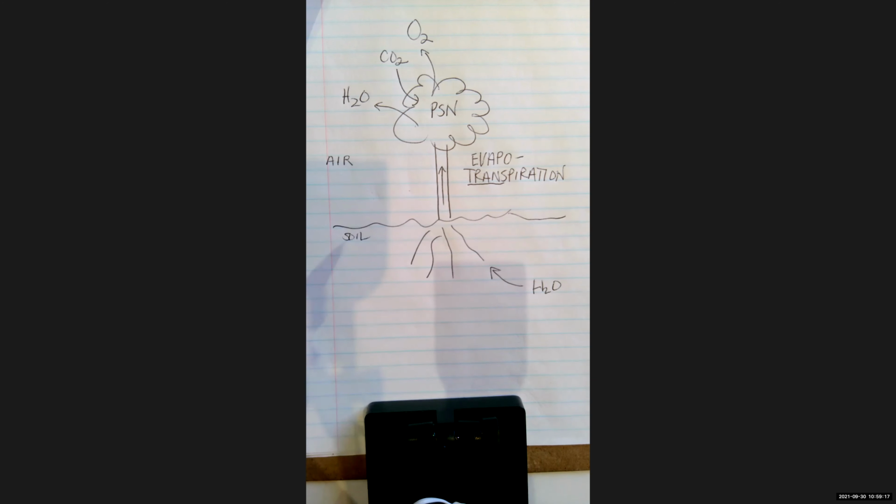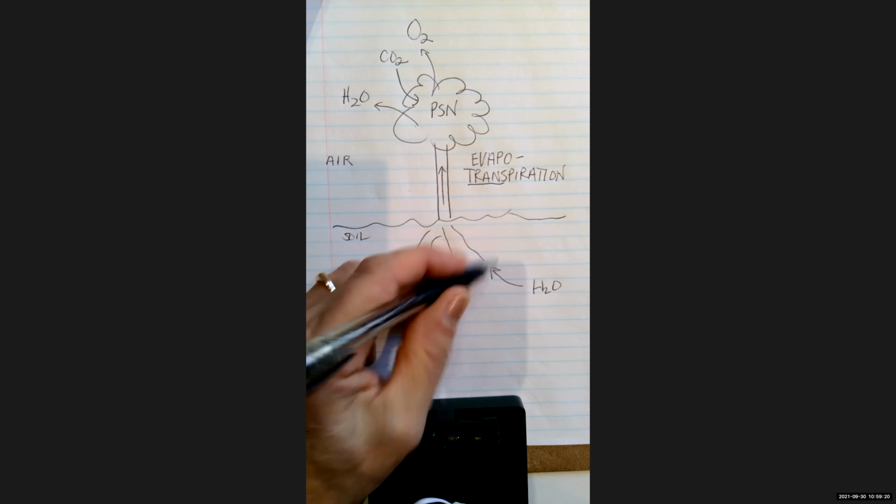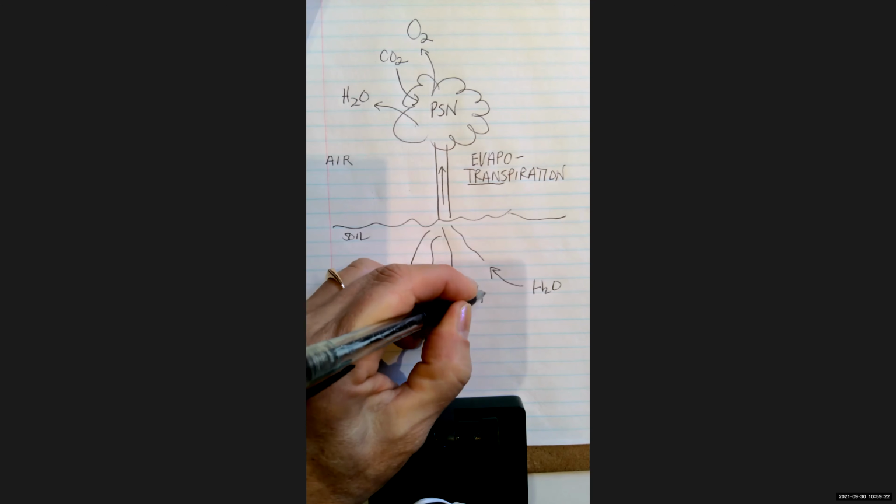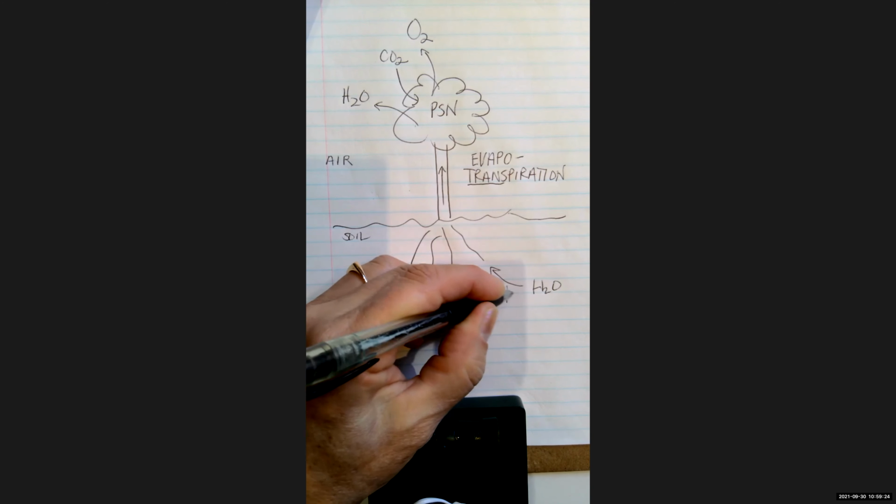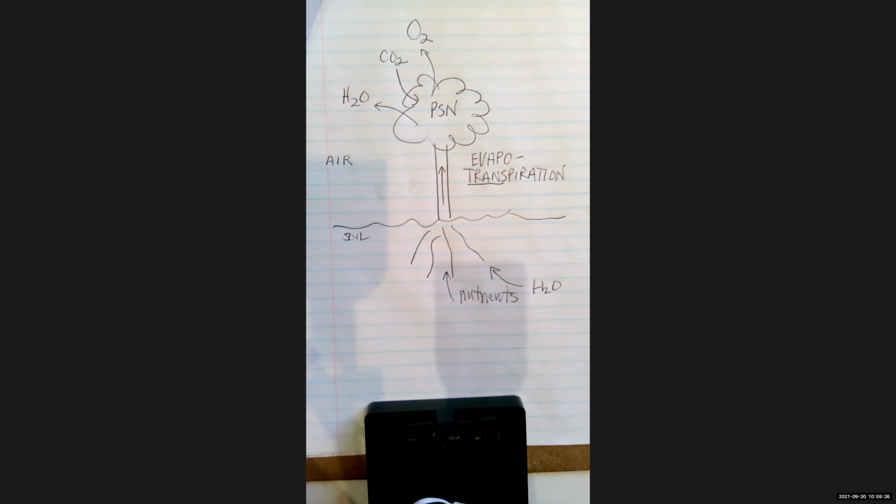Okay, so the other thing that plants are going to be getting from the soil is nutrients. So when we come back to talk about plant physiology, it's really important to the plant that there are all the nutrients that it needs in the soil around it.